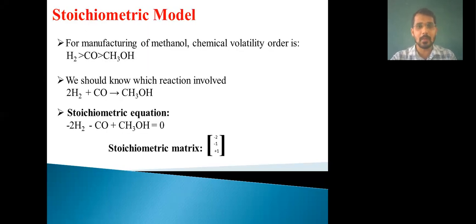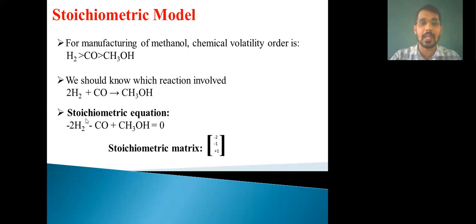So what is a stoichiometric model? Now we will see about the stoichiometric model. In the stoichiometric model, if we are designing this model for any reaction, we are forming a stoichiometric matrix. See here, this is the stoichiometric matrix, -2, -1, +1. But for that we should know the stoichiometric equation, and for the stoichiometric equation, we should know what reaction is involved in the specific equipment.